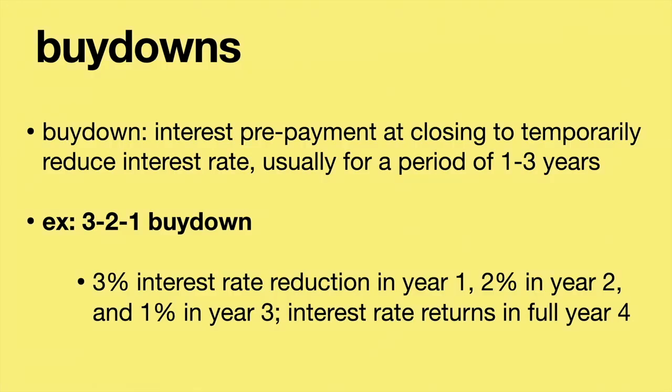Buy down. Interest prepayment at closing to temporarily reduce the interest rate, usually for a period of 1 to 3 years. A 3-2-1 buy down is a 3% interest rate reduction in year 1, 2% in year 2, and 1% in year 3. The interest rate returns in full in year 4.